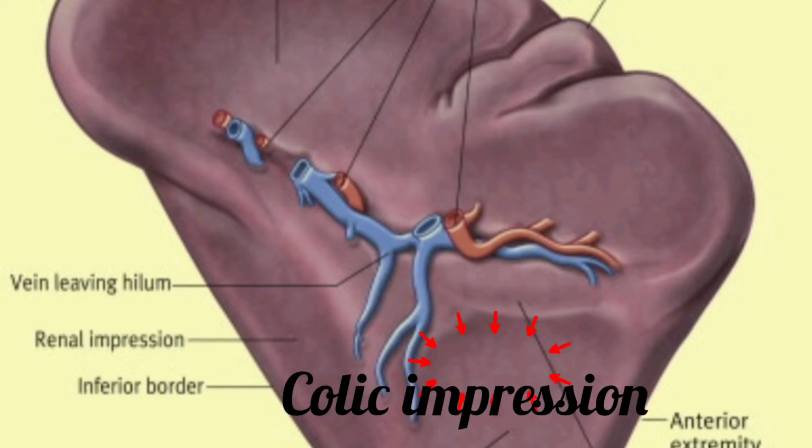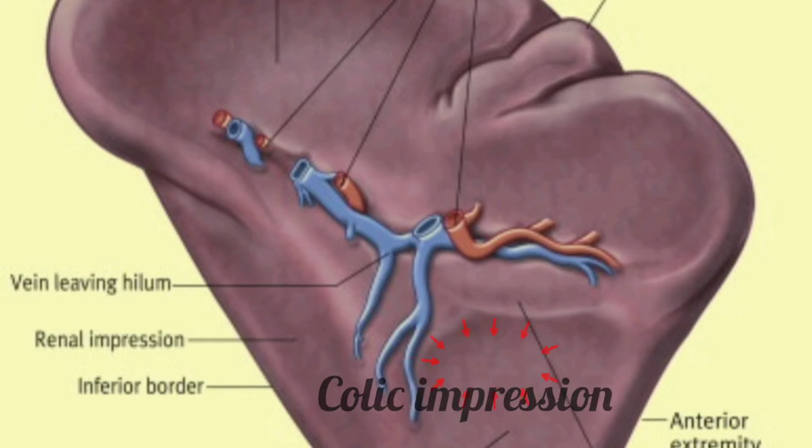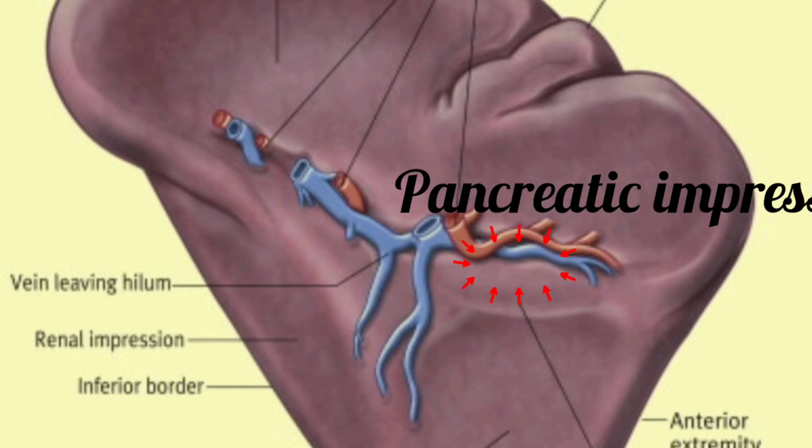Next is the colic impression, which is made by the splenic flexure of the colon, and it is a triangular impression which is seen at the anterior end of the spleen. Next one is the pancreatic impression for the tail of the pancreas, which is seen in between the hilum and the colic impression. Now we will discuss the blood supply to the spleen.